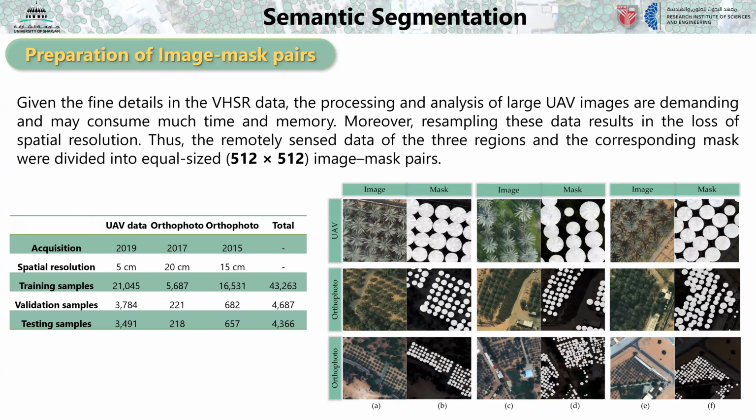In this table on the left, we can see the statistics for UAV data and aerial images. The dataset was divided into training, validation, and testing datasets. On the right side, we can see the image and corresponding label of the UAV dataset. In the second and third rows, we can see the aerial images and corresponding masks.